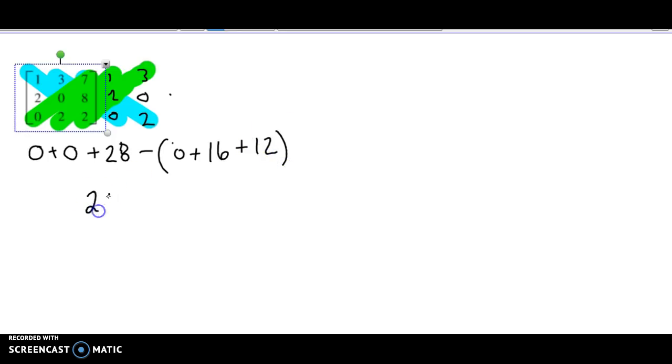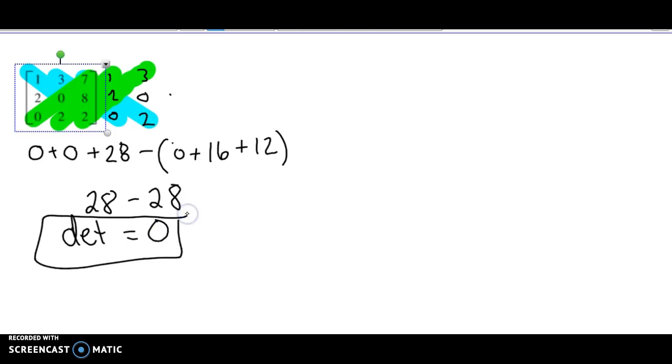So I have 28 minus 28, which gives me a determinant of 0. So the key to this is top, I went with blue, minus bottom, which deals with green.